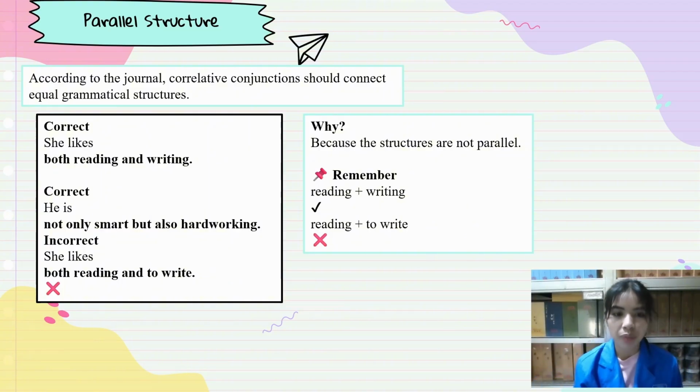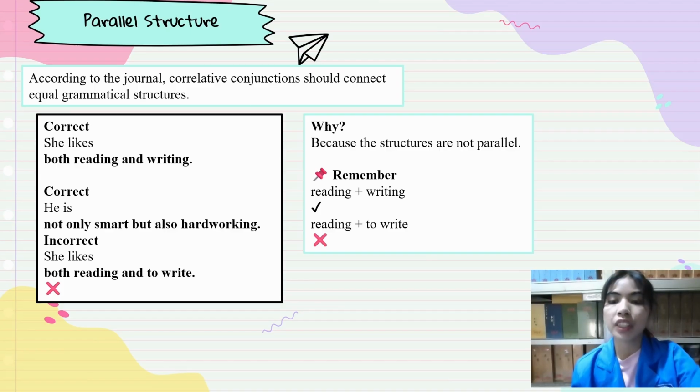Parallel structure. One important rule is parallel structure. This means the grammatical form connected by a correlative conjunction must be the same. Using parallel structure makes the sentence correct and easier to read.